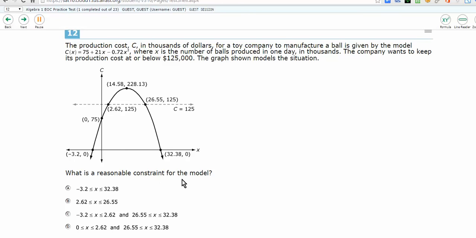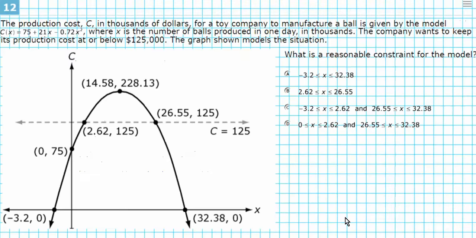Question, what is a reasonable constraint for the model? So here we're looking at constraints on the x's. They're basically asking you for what is the domain for the feasible region given the conditions stated in this problem. Okay, so let's see what are the conditions, the constraints in x. So in order to figure this out, we have to look at what x stands for. X stands for the number of balls produced in 1 day.